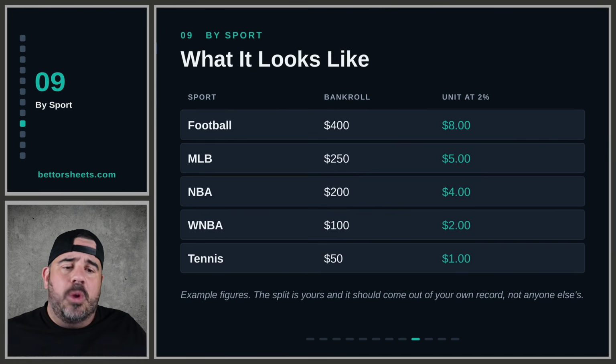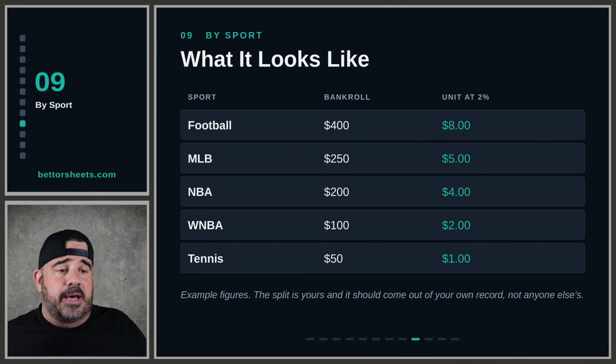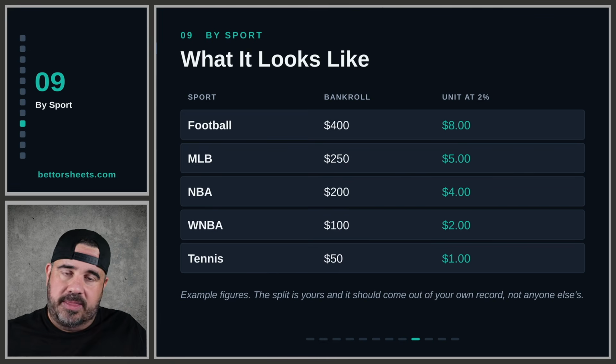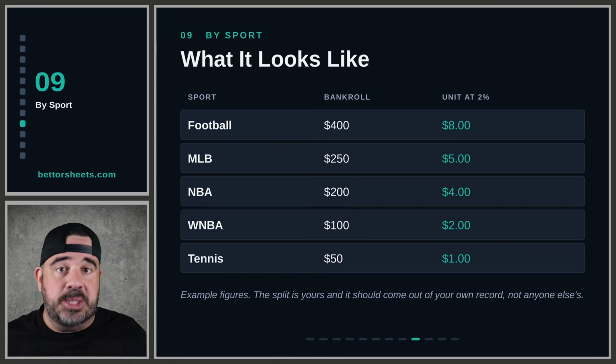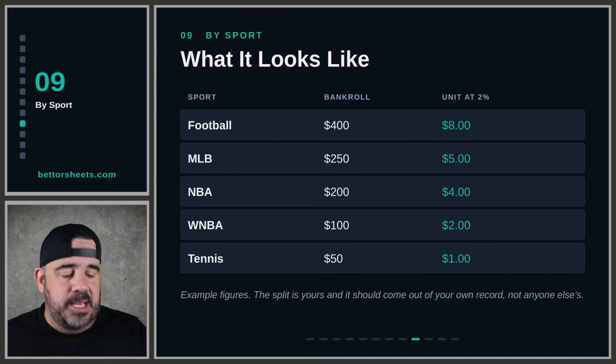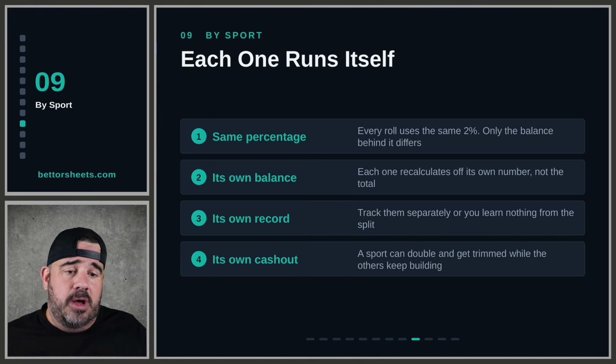So what it looks like. This is a pure example, just an example, so you can see it. Say I split the bankrolls up: 400 on football, 250 baseball, NBA 200, WNBA, and then tennis. These are all examples, obviously, because I don't bet tennis at all. I have sheets for it, but I don't bet it. Percent wise, 2%. This is what it would look like. It all changes throughout, and each one calculates. This is why I use a spreadsheet, because it makes it easier to keep up with and understand. So each one runs itself. Each one has the same percentage.